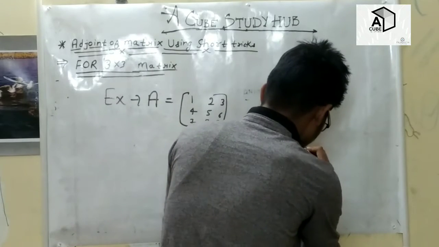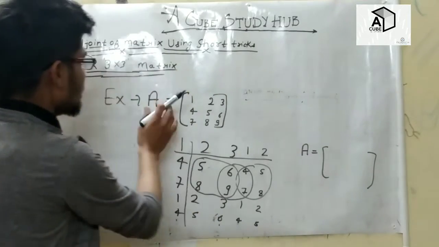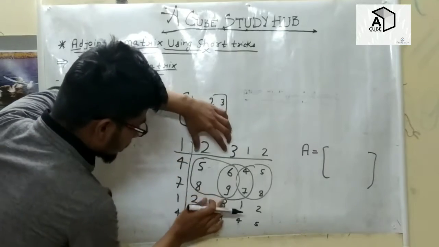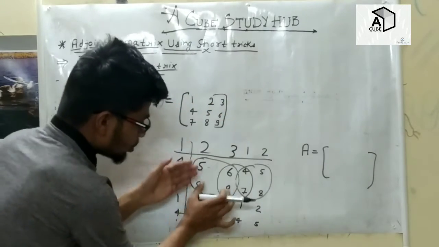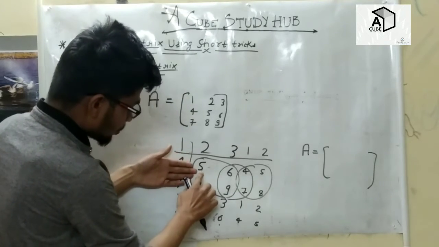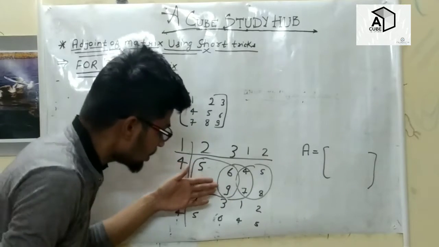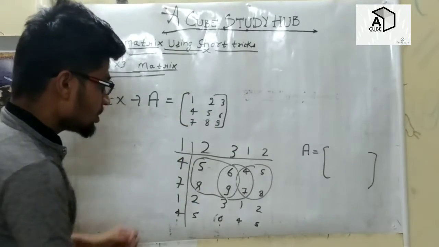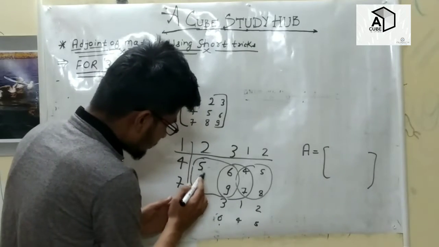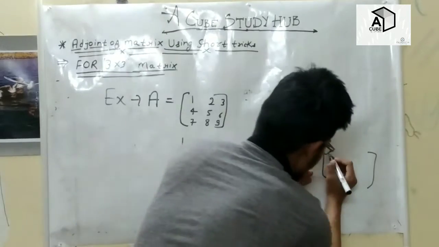The cofactor matrix of the given matrix A will come by finding the determinant of these 2 cross 2 matrices. Our first 2 cross 2 matrix is 5, 6, 8, 9. For finding its determinant, we will simply cross multiply, as we already know how to find the determinant. So 9 into 5, 45, minus 8 into 6, that is 45 minus 48, gives minus 3.